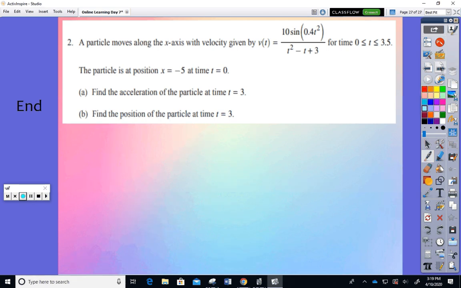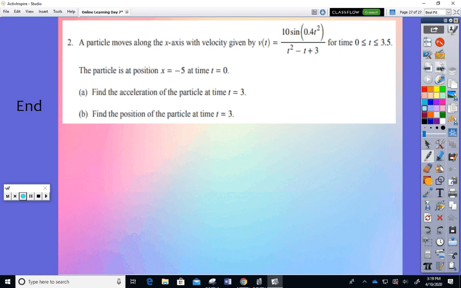So another particle motion problem. A particle moves, and this is number 2 from the AP exam. So guys, that means it's a calculator problem. All right, so a particle moves along the x-axis with a velocity given by blah, blah, blah. The particle is at position x equals negative 5 at time t equals 0.